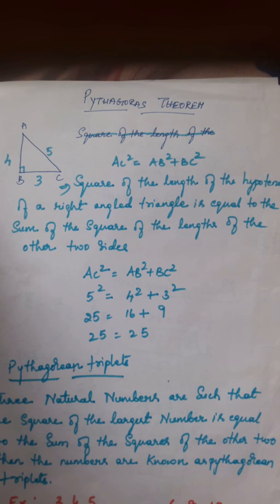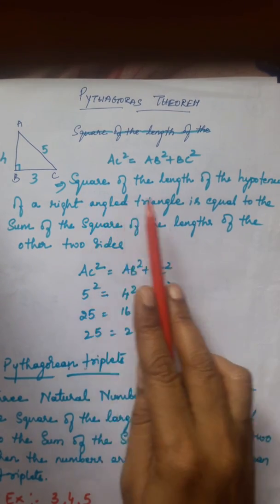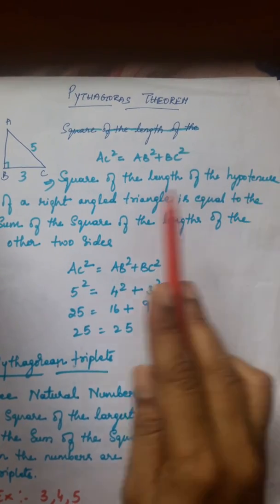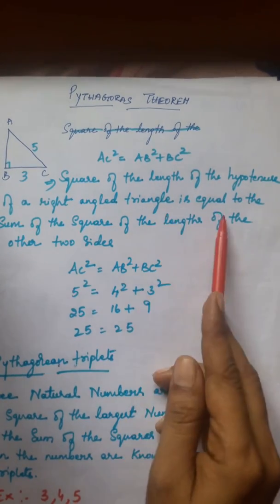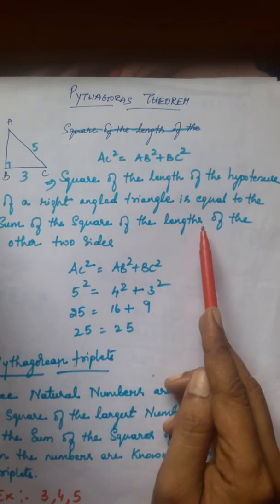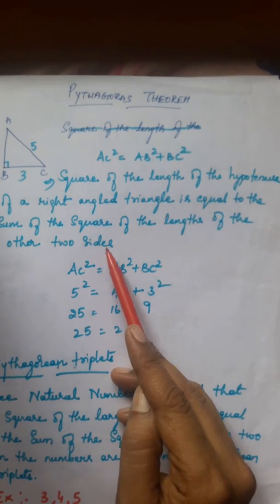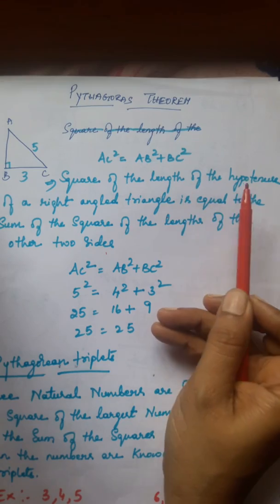Welcome. Today we are going to start with Pythagoras theorem. So what is Pythagoras theorem? Pythagoras theorem states that the square of the length of the hypotenuse of a right angle triangle is equal to the sum of the squares of the lengths of the other two sides. That means what? The square of the length of the hypotenuse.